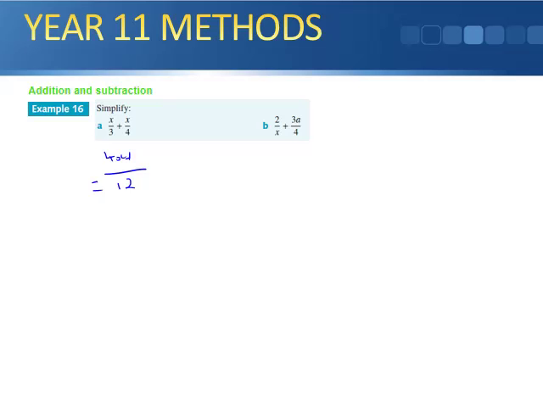So that's 12, which means I get 4x plus 3x here, which means I get 7x over 12. This one here, again, the same denominator, so this will be 4x, which means I times the first one by 4 and times this one by x, so I get 8 plus 3ax. When you write the letters, make sure that they are in alphabetical order.